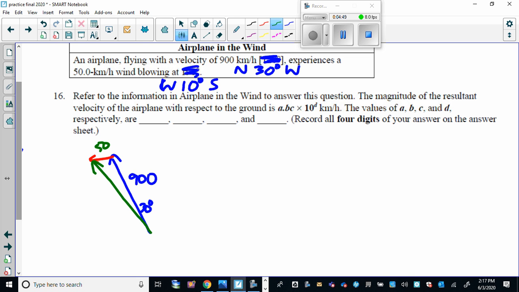And so you can see your resultant vector is going to be less than 900, because this red vector goes slightly down. All right, so now that we know that, we should get that slightly less than 900. We can separate each vector into components.